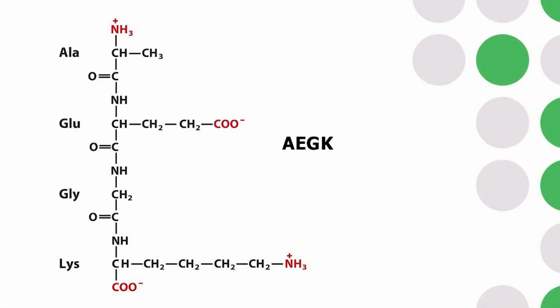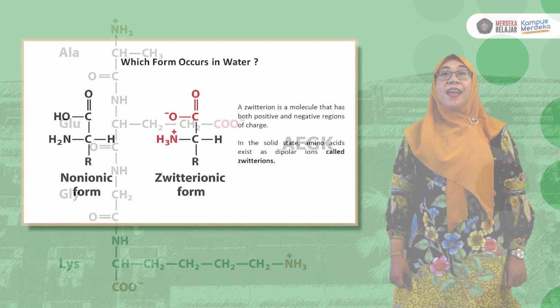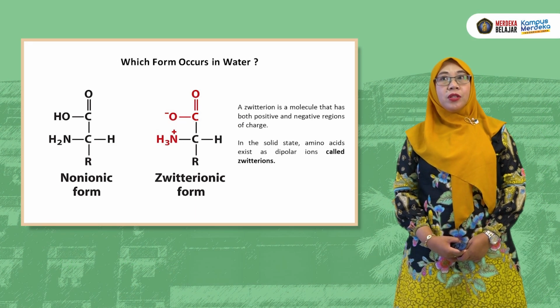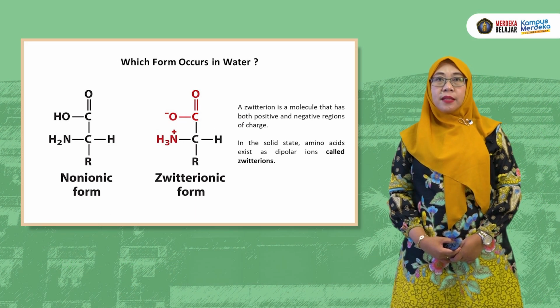This is a peptide chain. Since the name is read from N-terminal to C-terminal, this peptide name is AEGK. Do you know what AEGK stands for? Well, that's your job to find out. Alright, let's move on to the amino acid properties.